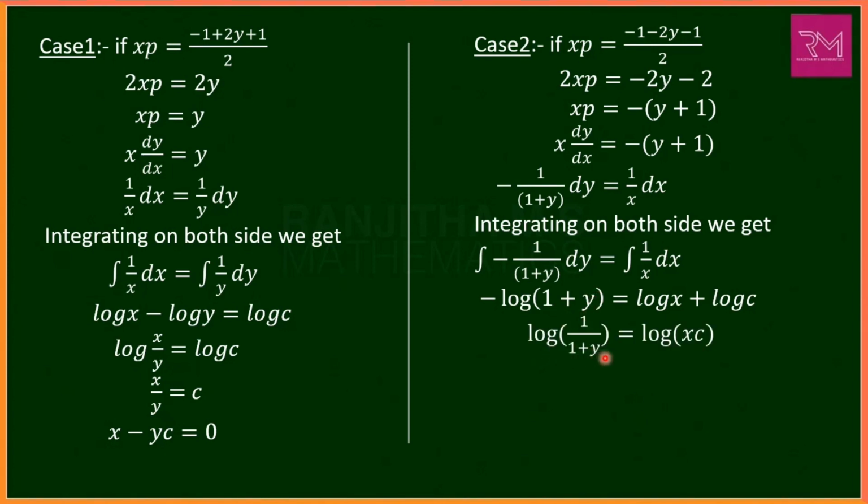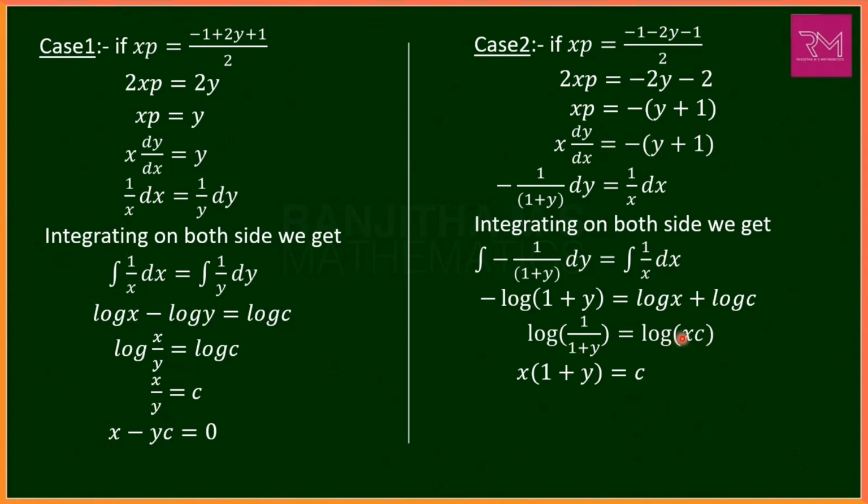or we can take it as log of 1 by 1 plus y which is equal to, here log m plus log n, we can take it as log of m into n, that is x into c. Here cancelling this log term, we get 1 by 1 plus y which is equal to xc.